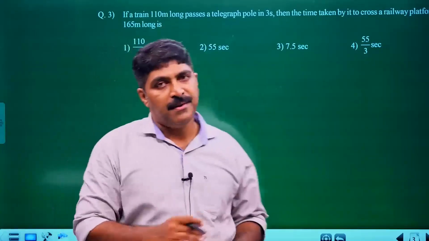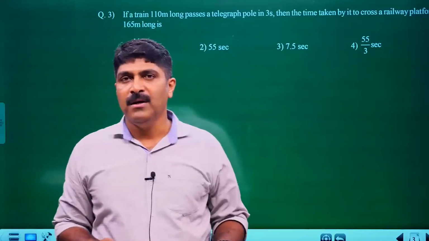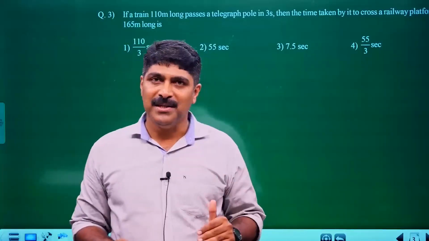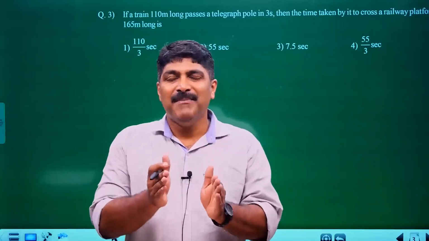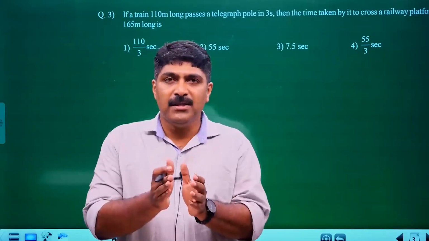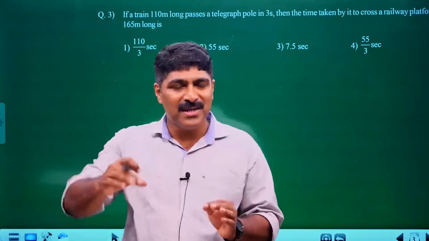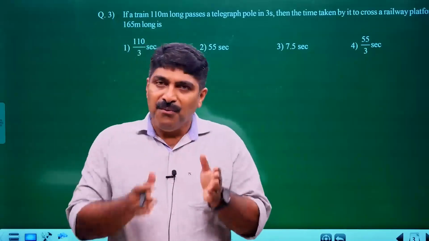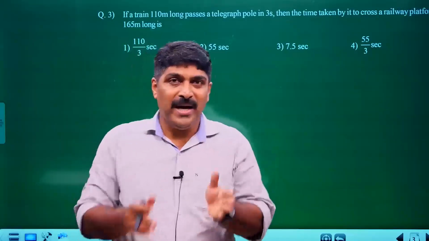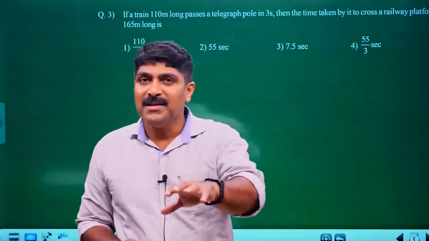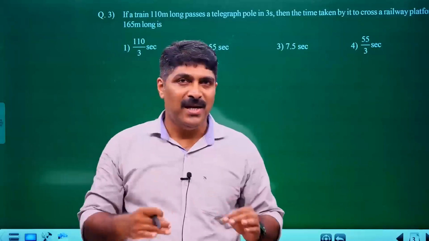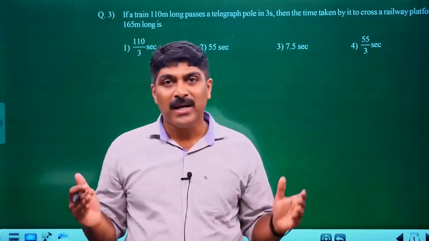Whenever a train crosses a telegraph pole or a standing person or a tree, in each of these situations, the width of these objects is comparatively negligible. Suppose an electric pole, its width is negligible when we compare it with the length of the train. A standing person, the width of the person is negligible. An electric pole or a tree, again the width is negligible. But when we consider the second situation, if it is crossing a platform or a bridge, at that time the width we have to consider.